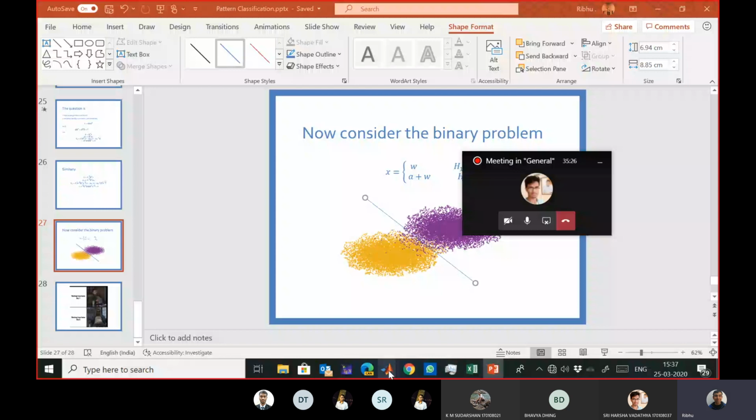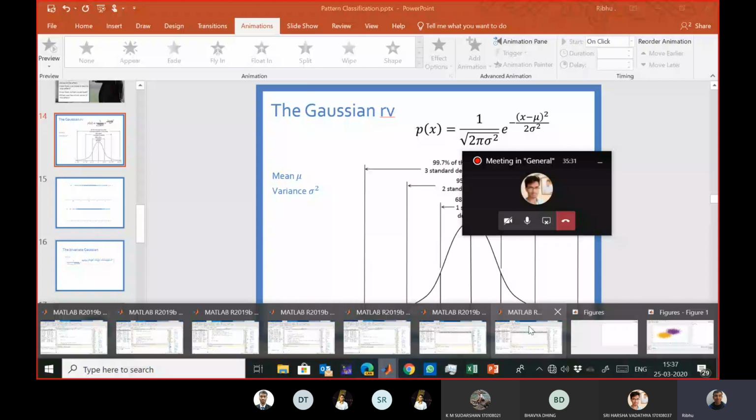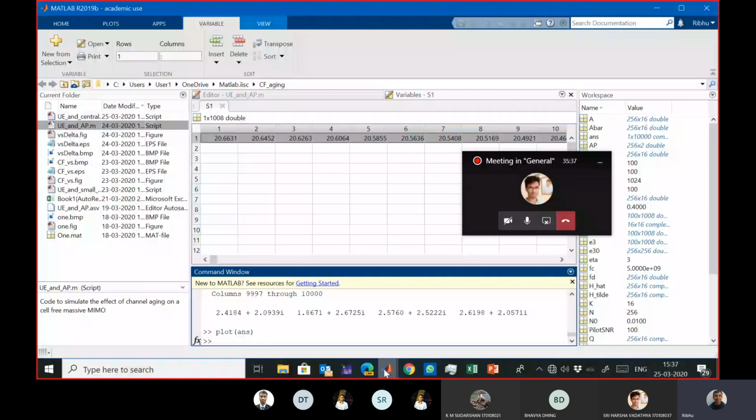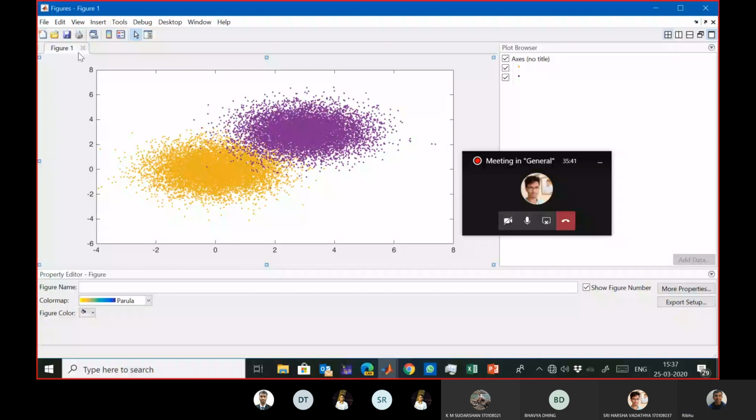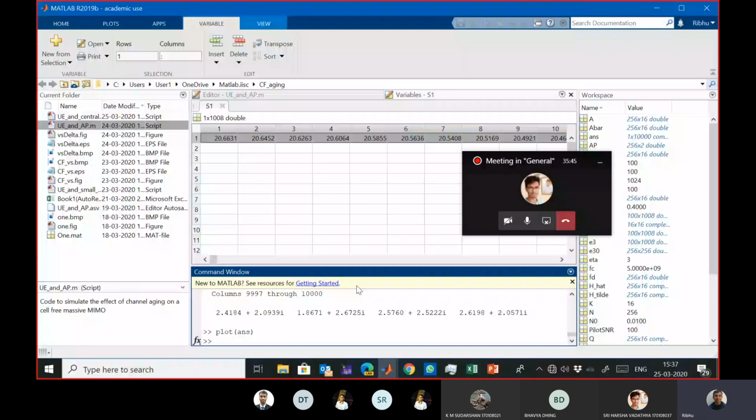Let's move to MATLAB. So this was the original figure. I close this and what I'll do is I'll change the noise power.